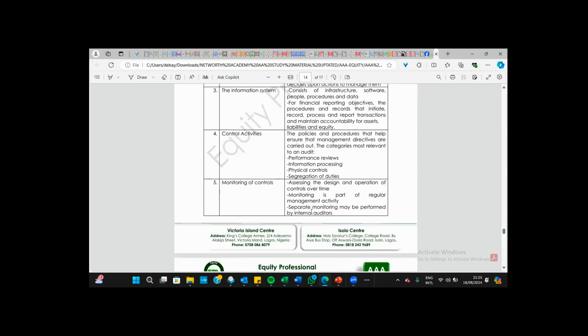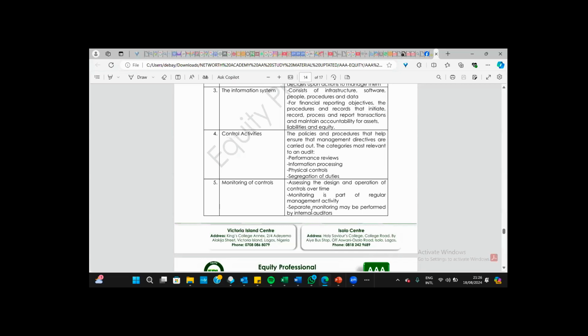So most times when we talk about monitoring of controls, we are talking about the establishment of the internal audit or internal control department to ensure that all other departments within the organization are achieving their set objectives. So we call it monitoring of controls. The internal audit department will evaluate every other department, accounts, finance, HR, admin, IT, legal. They will evaluate everybody to confirm that they are achieving the reason for setting up those departments.